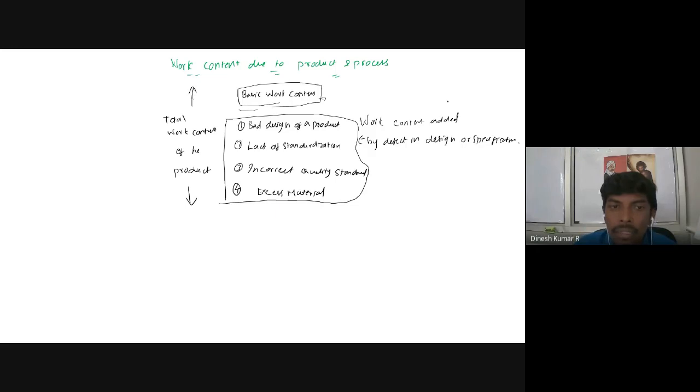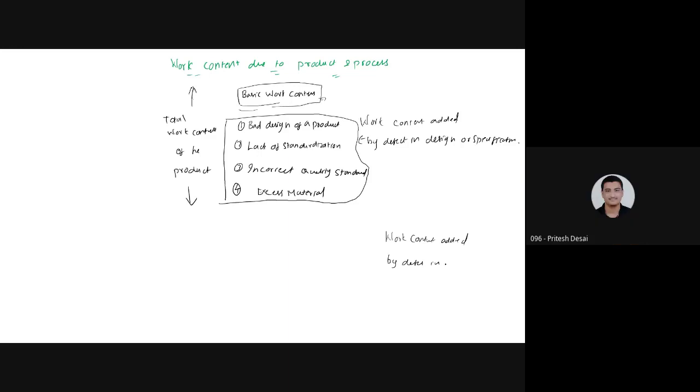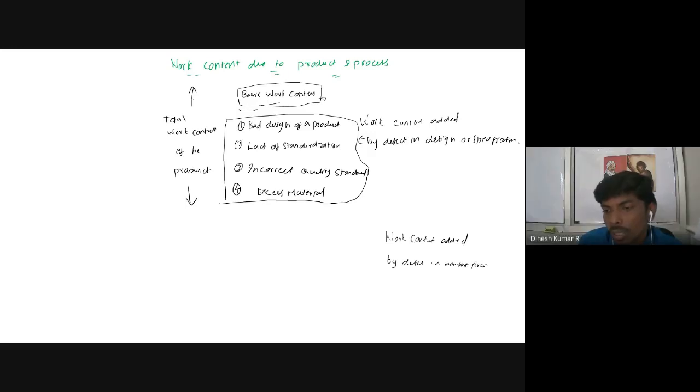So now this comes with the total work content of a product. Now we have one more thing: work content added by defect in the manufacturing process or method, due to inefficient methods of process.